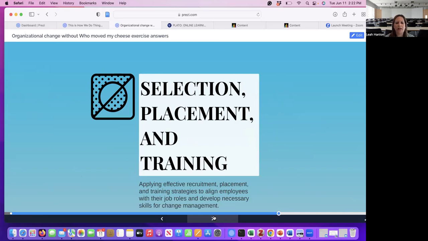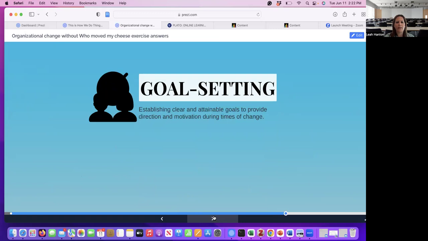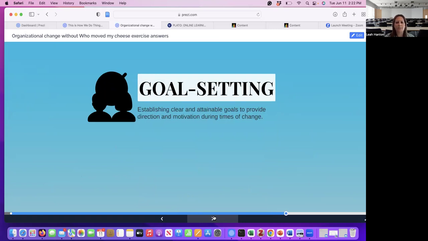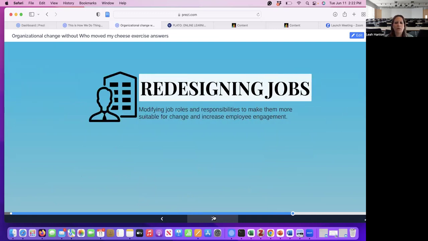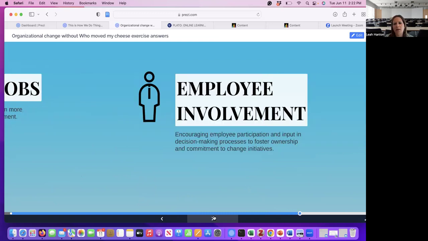Selection, placement, and training. Applying effective recruitment, placement, and training strategies to align employees with their job roles and develop necessary skills for change management. Establishing clear and attainable goals to provide direction and motivation during times of change. Redesigning jobs. Modifying job roles and responsibilities to make them more suitable for change and increase employee engagement. So you might make a job part-time remote to help with someone who needs less commute time.